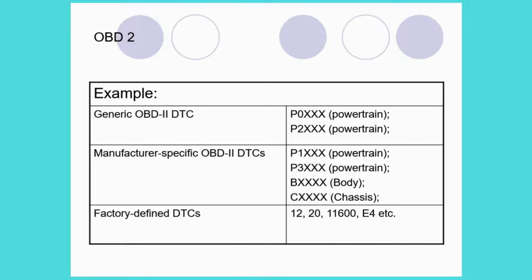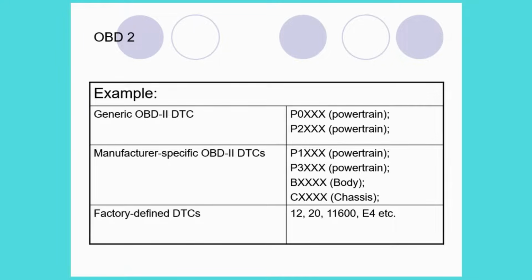Generic OBD2 powertrain codes are found in the range 0000 to 0999 and 2000 to 2999. These codes will be found on generic code lists and are found within the SAE definitions.